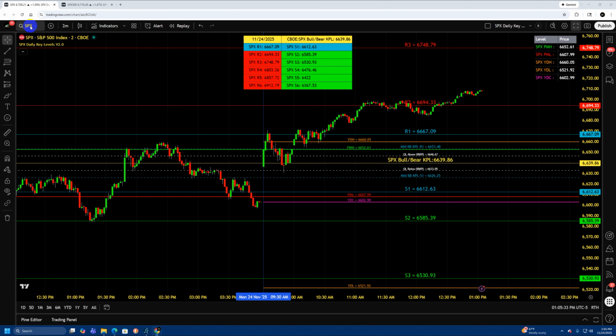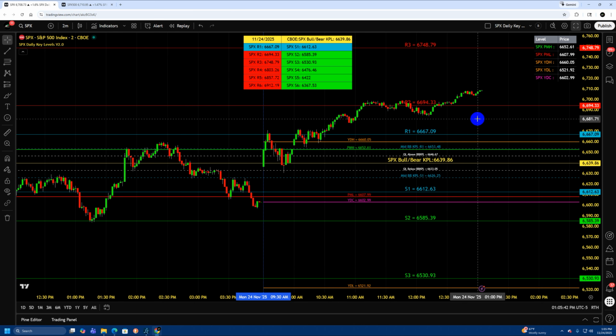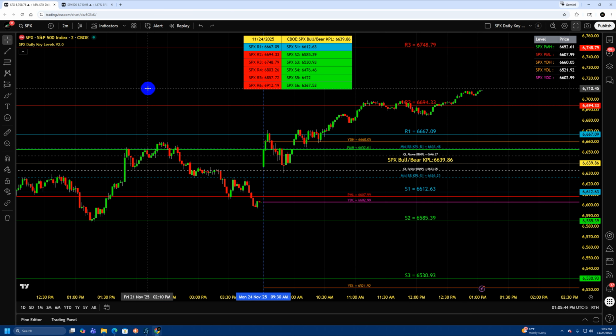So for example, you would go into symbol search, you would type in SPX, and then you would look for the SPX symbol under the CBOE exchange. This is the symbol that you would use the indicator on for trading SPX index options.